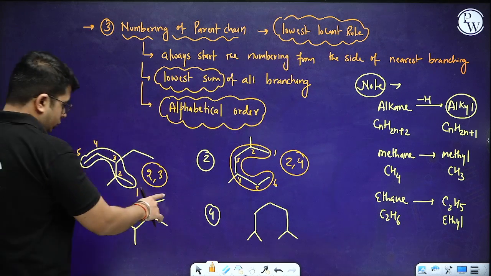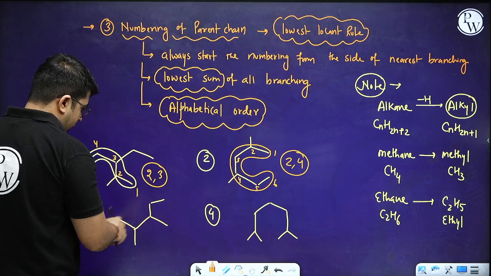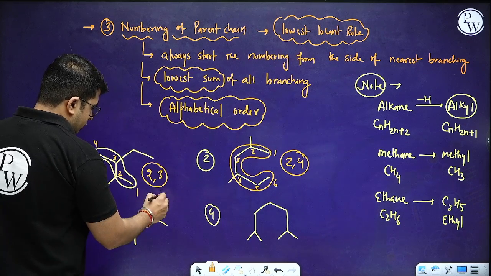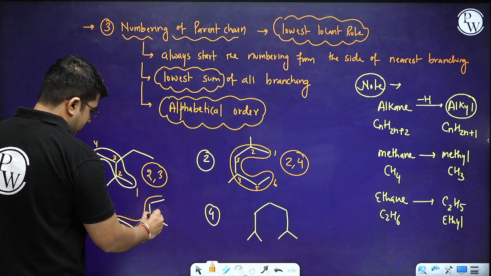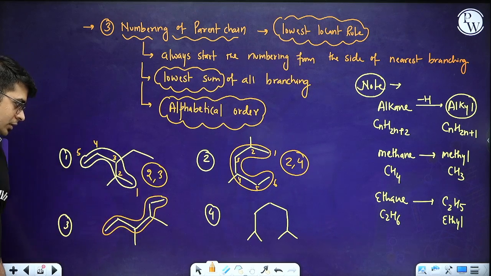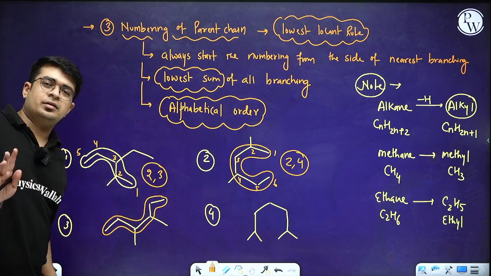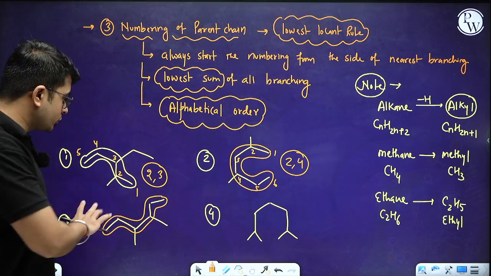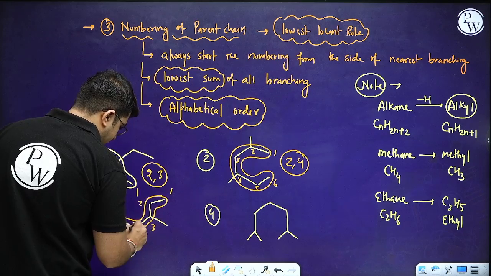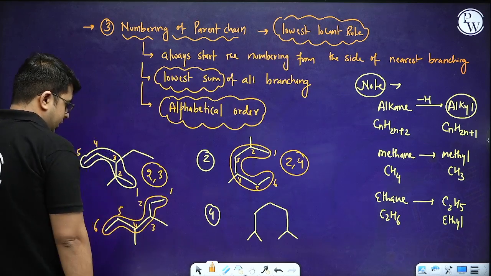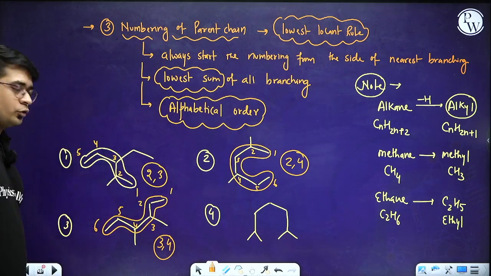Next part, 1, 2, 3, 4, 5, 6. So I can use this chain as the parent chain. Numbering will start from 1, 2, 3. Wherever you can start from, because both the positions are same. So 1, 2, 3, 4, 5 and 6. Locants are present at the position of 3 as well as 4. Okay, it's not going to matter.